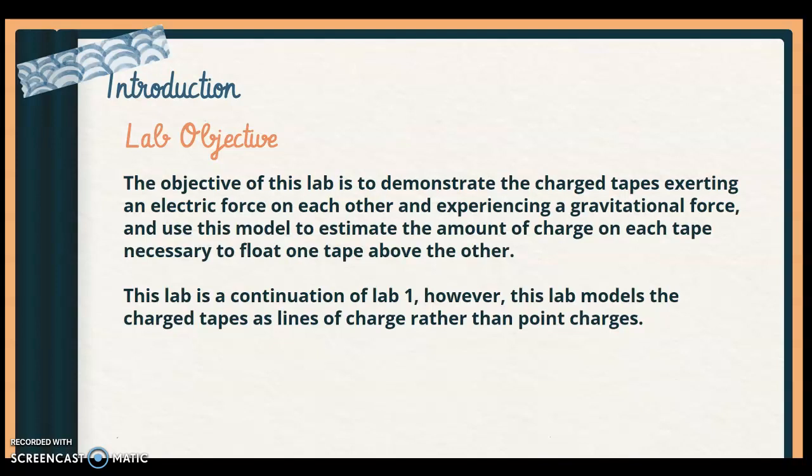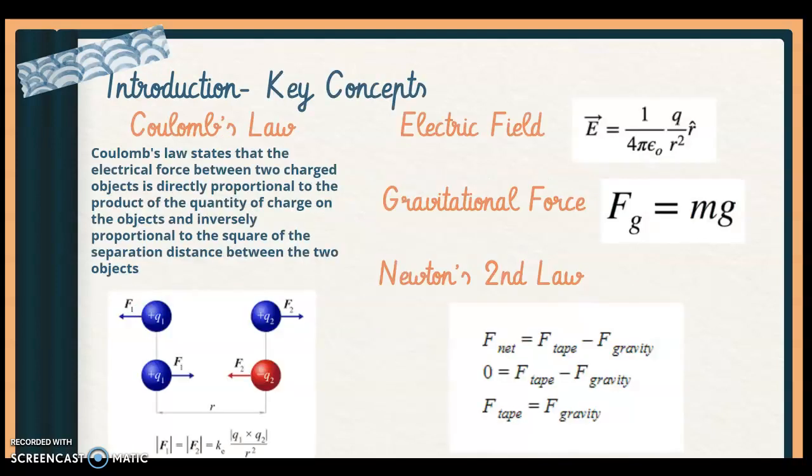This lab is a continuation of Lab 1, however, this lab models the charge tapes as lines of charge rather than point charges. Some key concepts that will be necessary for understanding the physics behind this phenomenon is Coulomb's law, which states that the electrical force between two charged objects is directly proportional to the product of the quantity of the charge on the objects and inversely proportional to the square of the separation distance between the two objects.